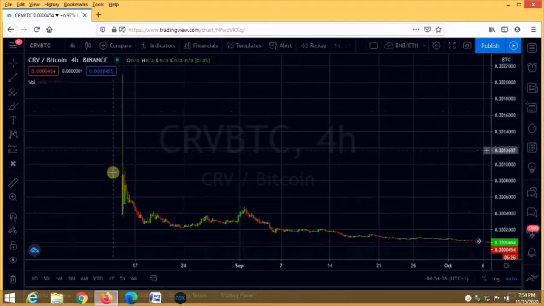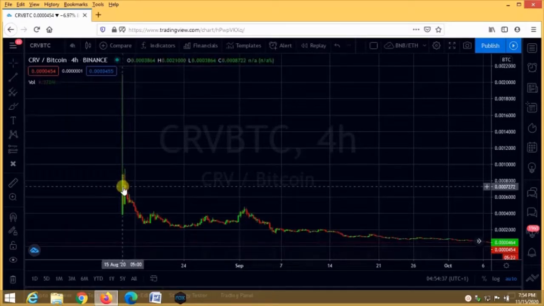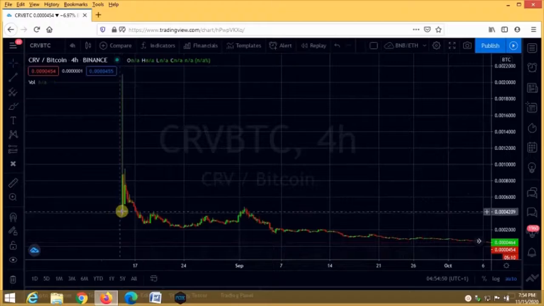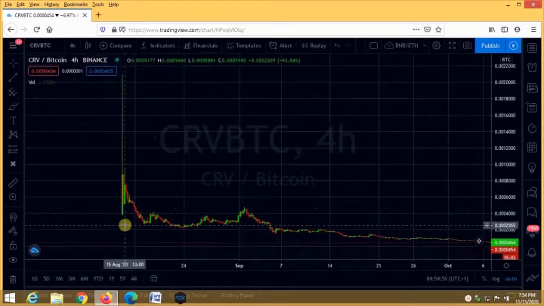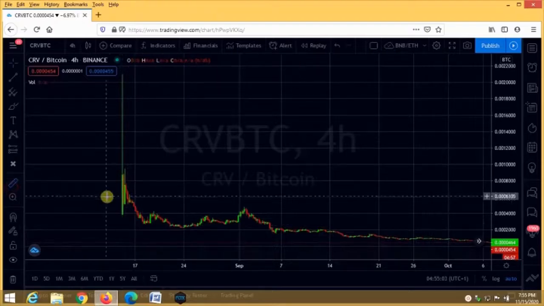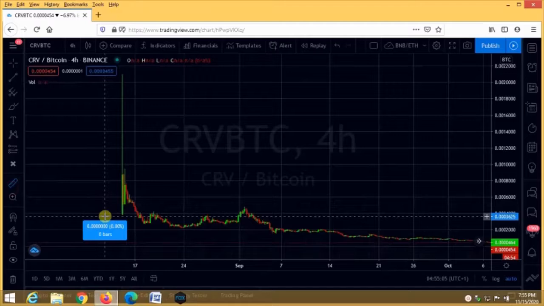As you can see right here, this candlestick was actually traded on the 15th of August 2020. So this is the first candlestick that represents the first trade action on this exchange, which is the Binance exchange. As you can see, it was a massive trading activity.